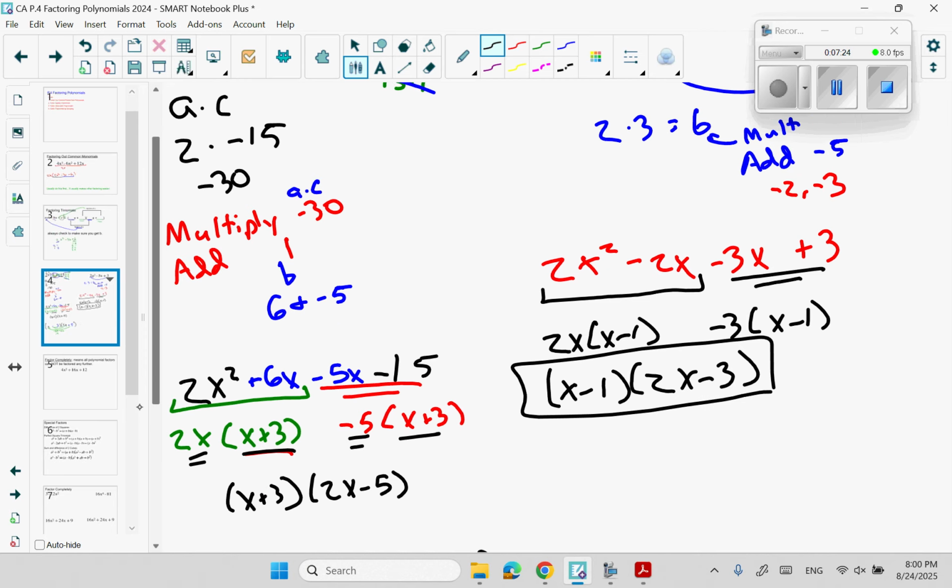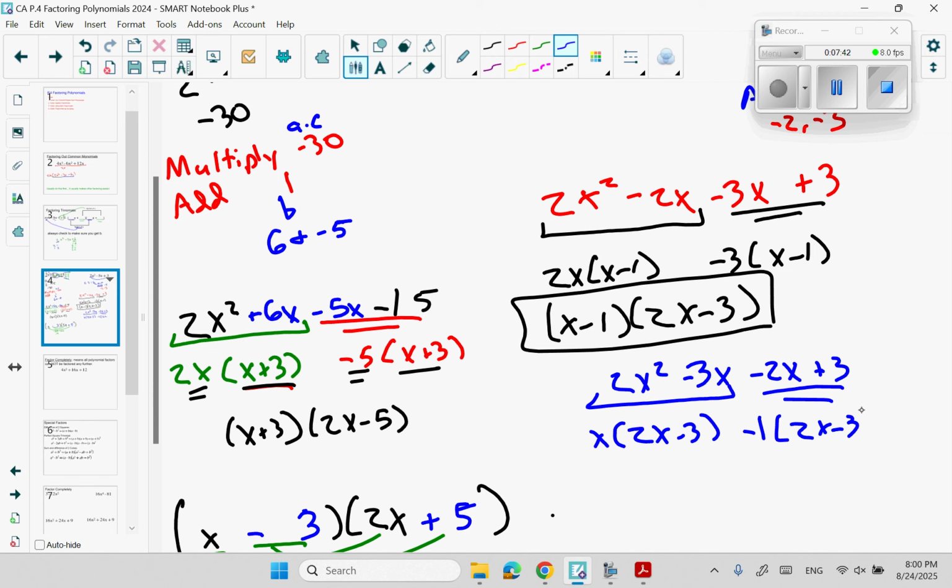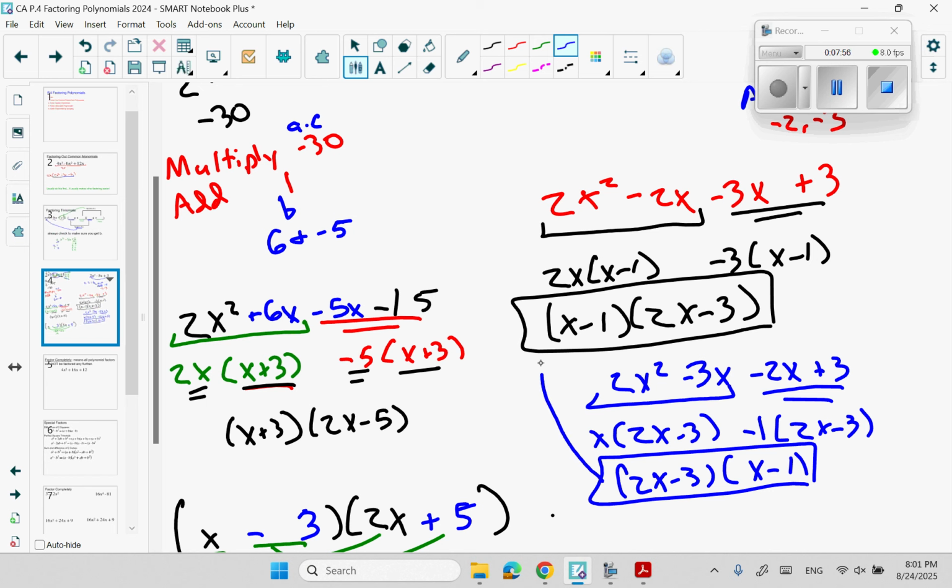Well, if I were to flip the order, we have 2x squared minus 3x minus 2x plus 3. The only thing I can take out of this first group is x, leaving me with 2x minus 3. And here I'd have to take out a negative 1, leaving me 2x minus 3. My matching pair would be 2x minus 3, and my outside pair would be x minus 1. Again, remember from yesterday, these multiplication things are commutative. Order doesn't matter. So these are equivalent expressions. So if you're going to do the break up the middle term method, it doesn't matter which number comes first.